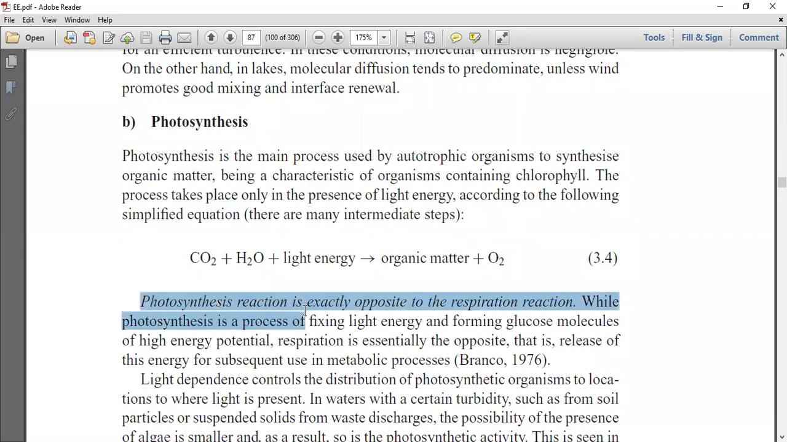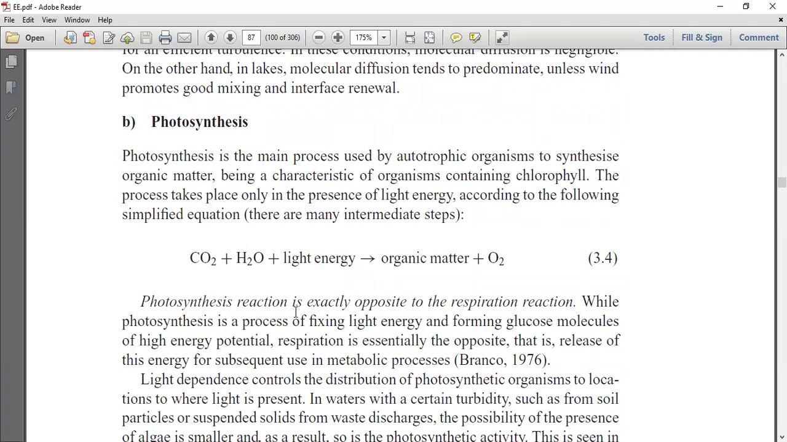So the photosynthesis reaction is exactly opposite to the respiration reaction. While photosynthesis is a process of fixing light energy and forming glucose molecules of high energy potential, respiration is essentially the opposite, releasing this energy for the subsequent metabolic changes. Light dependence controls the distribution of photosynthetic organisms to locations where the light is flowing.